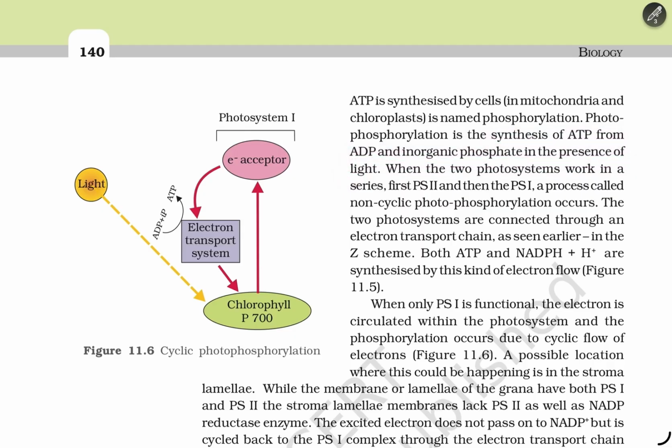When the two photosystems work in series, photosystem 2 and photosystem 1, a process called non-cyclic photophosphorylation occurs. The two photosystems are connected with an electron transport chain, as seen earlier in the Z scheme. Both ATP and NADPH and H plus are synthesized by this kind of electron flow.